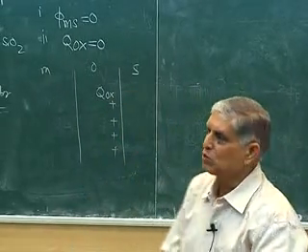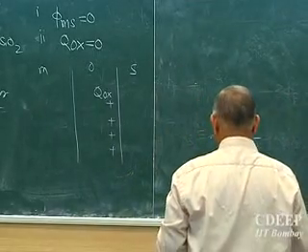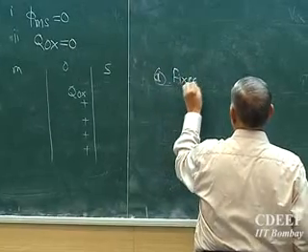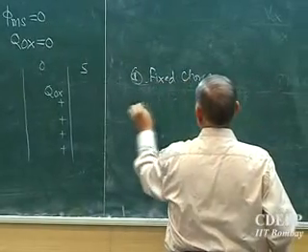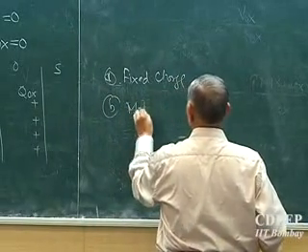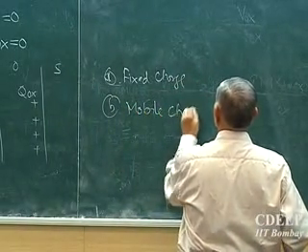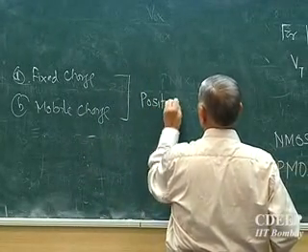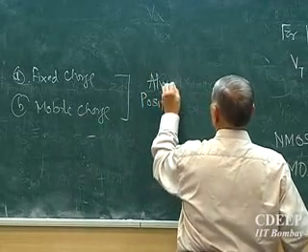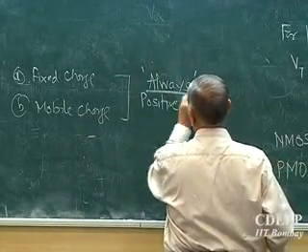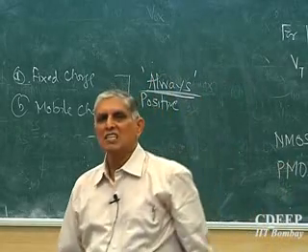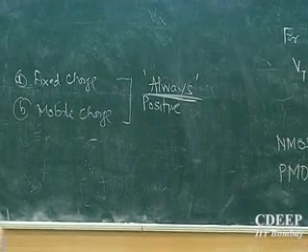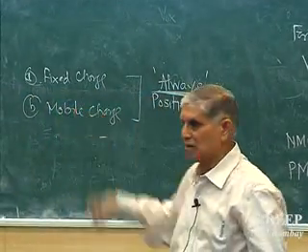Now there are two reasons why this occurs in reality. One is called fixed charge, and the second is called mobile charge. Both are positive, always positive. The charges in oxides are always positive, whether it is fixed or mobile.